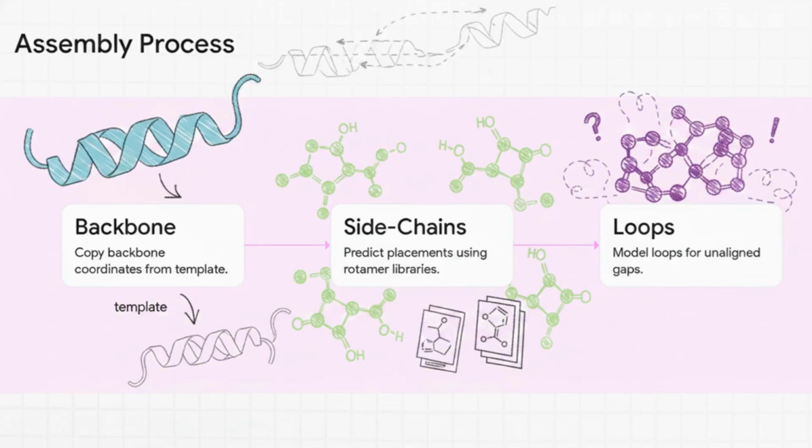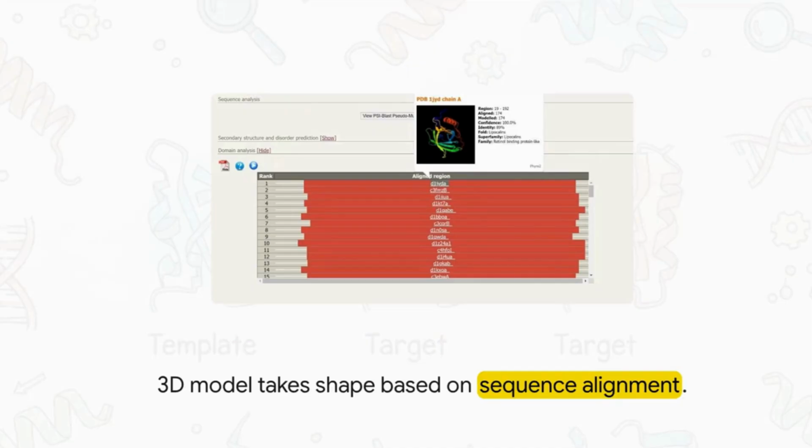I've got to warn you though, loop modeling is uniquely tough because solvent-exposed loops are so incredibly flexible and almost always lack a clear template. Predicting their exact conformation is just a massive computational challenge. And this brilliantly illustrates the exact moment a previously completely unknown target sequence actually adopts its projected 3D architecture. It's guided entirely by that alignment we just talked about. The structure is built, but hey, we aren't quite done yet.